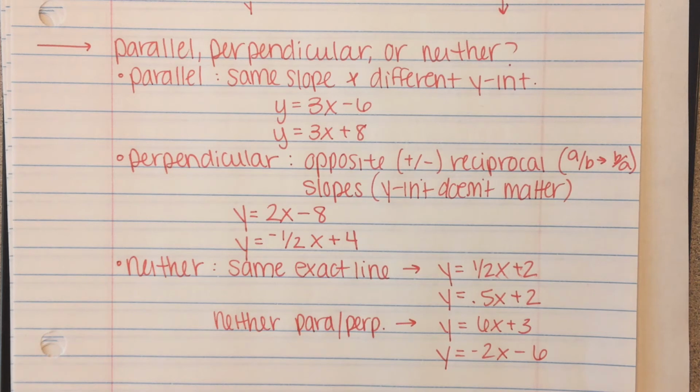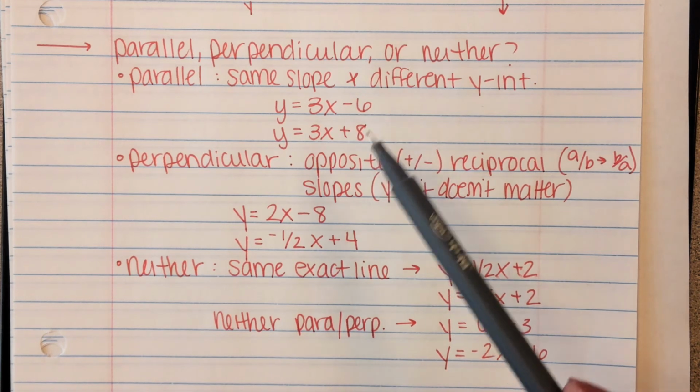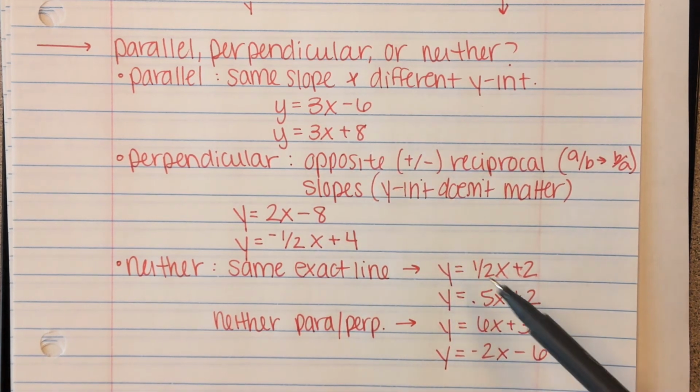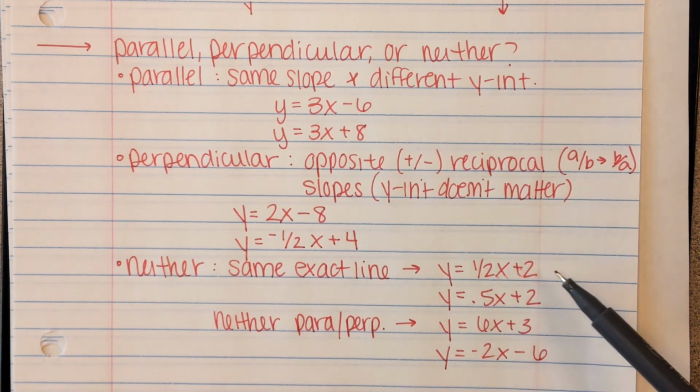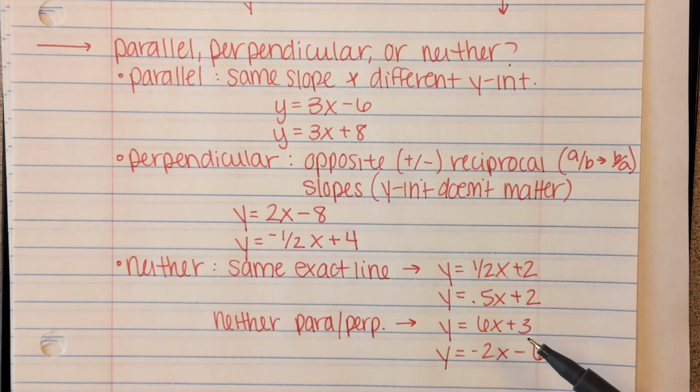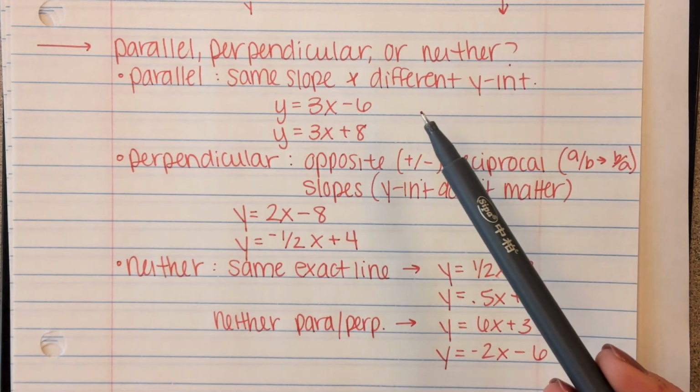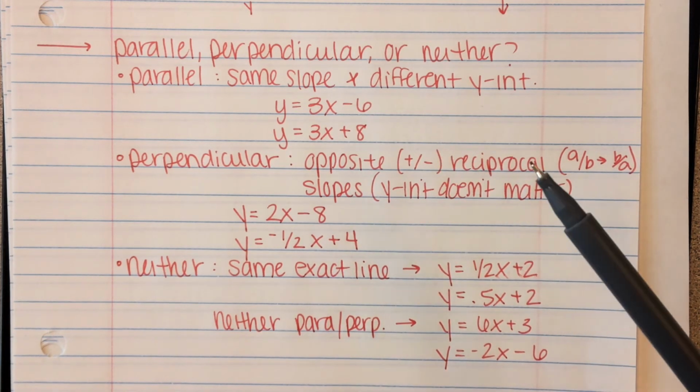Okay, last we have neither. There are 2 ways you can have neither. If you have the exact same line, then it's going to be neither. Because for parallel, they have to have different y-intercepts. So here we have 1/2 x plus 2 and 0.5 x plus 2. Those are the exact same line. Their slopes are 1/2, your intercepts are 2. So that means when you draw them on the graph, they are going to overlap in every single location. So they can't be parallel, because if they're parallel, they never touch.